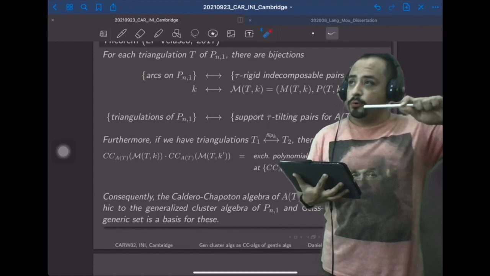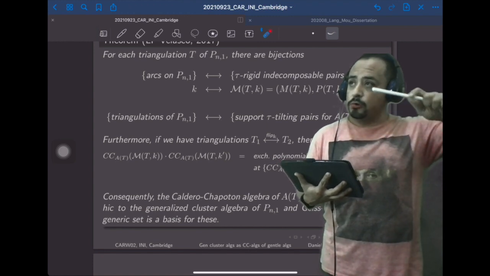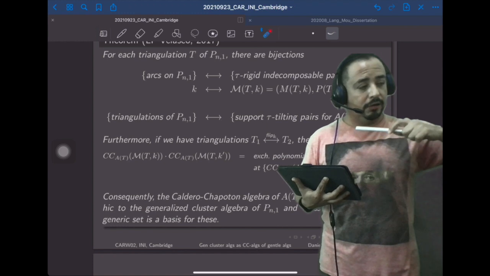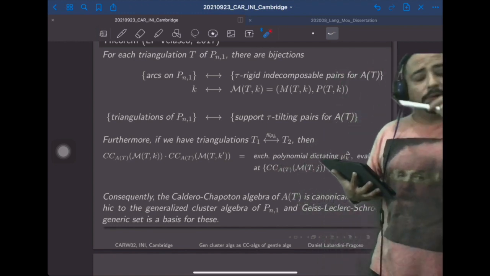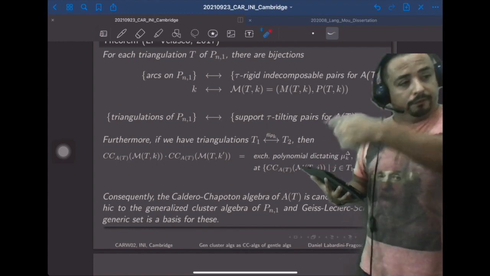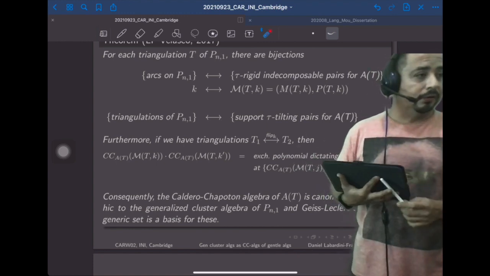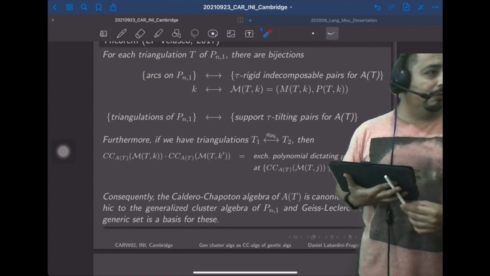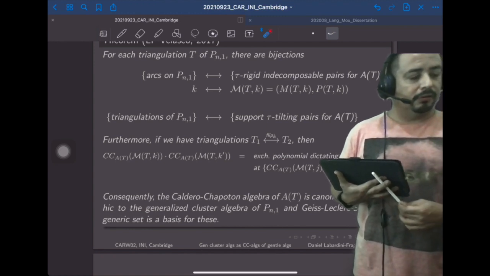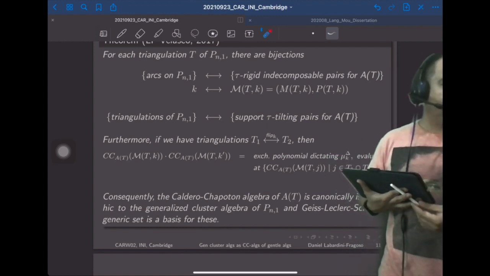We do use that we have a lot of control on how you can see the indecomposables by means of curves on the surface. So in a way, we are using gentleness in an almost essential way.